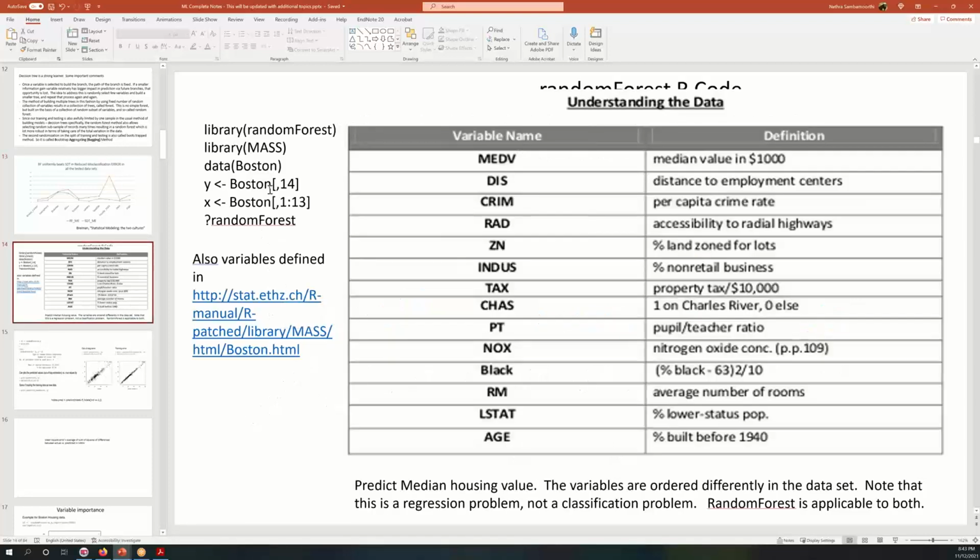So let's take a simple example. Go to R. A little bit of work. R Studio.